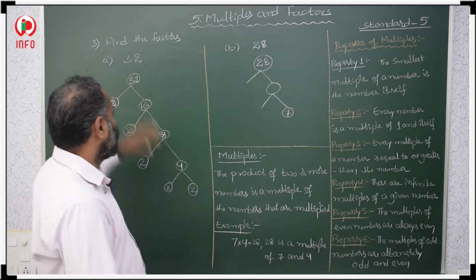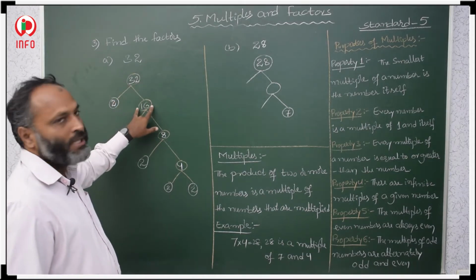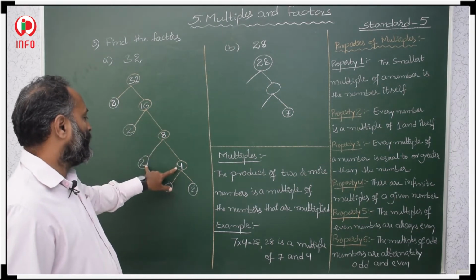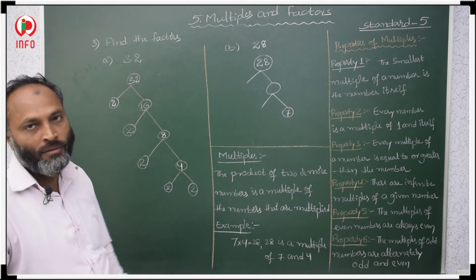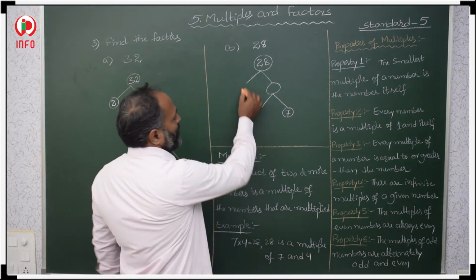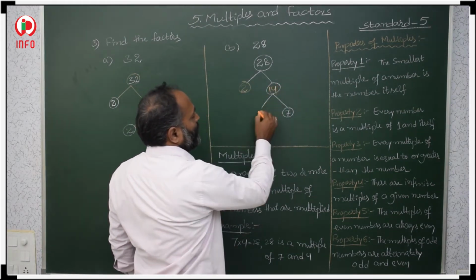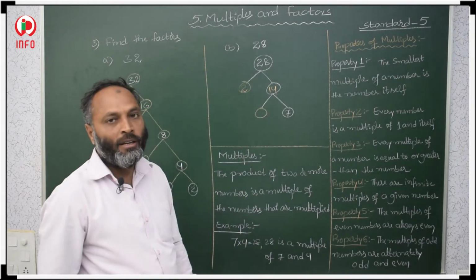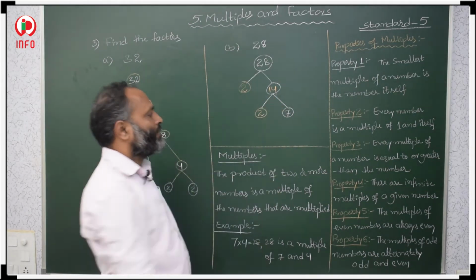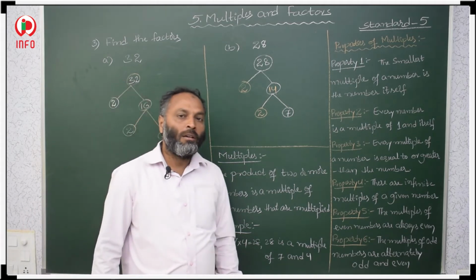Okay. First 32: 2 16s are 32. Then 16: 2 8s are 16. Then 8: 2 4s are 8, and 4: 2 2s are 4. Now 28. How to find the factors here? 28: 2 14s are 28. Then 14: 2 7s are 14. In this way we have to find the factors.